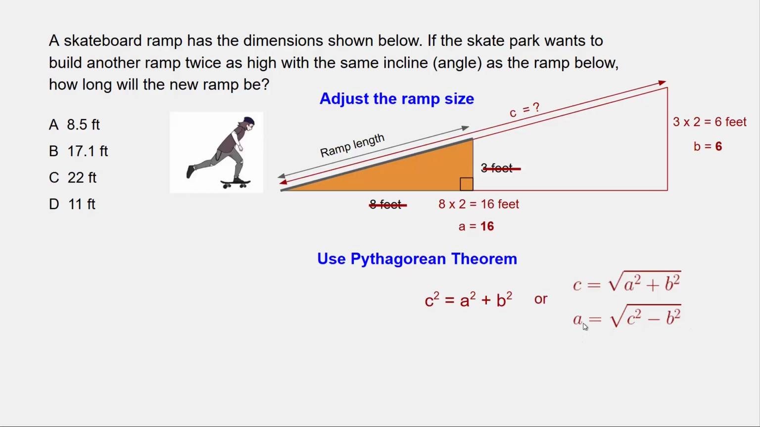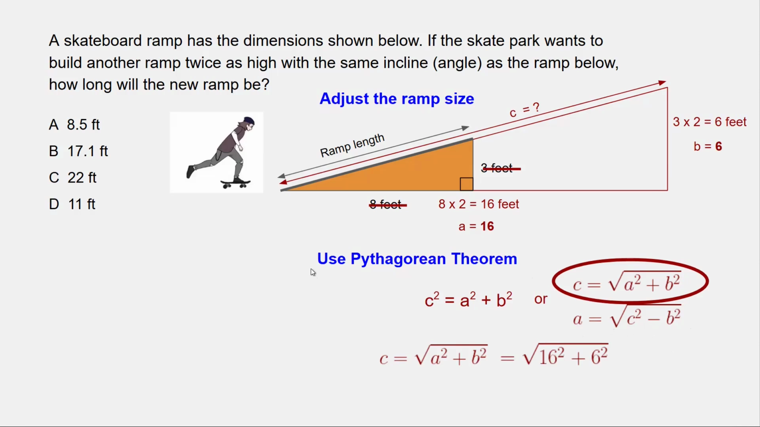For this problem, we are trying to find the hypotenuse. So we are going to use that formula. C is equal to the square root of A squared plus B squared. That is the square root of 16 squared plus 6 squared. Simplifying that, that is the square root of 292, which in your calculator will simplify to the decimal 17.1. Here's our answer over here, B, 17.1.